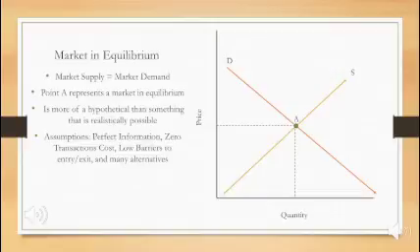This is more of a hypothetical than something that is actually possible, because in this model we assume that we have perfect information, zero transaction costs, low barriers to entry and exit, and many alternatives. However, in actual markets this is not usually the case, and you have things like monopolies, lack of information, and transaction costs that make it impossible for the market to ever be at this equilibrium point.